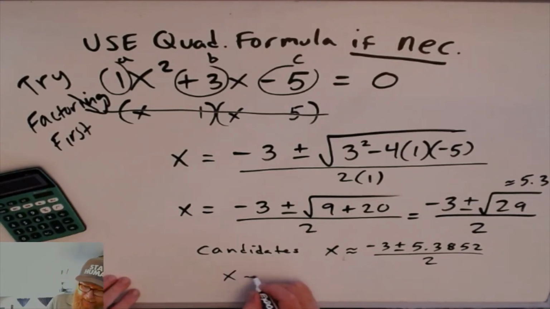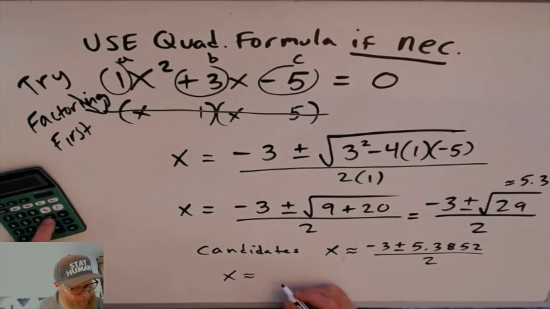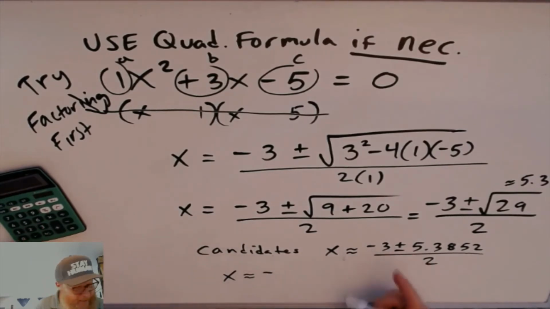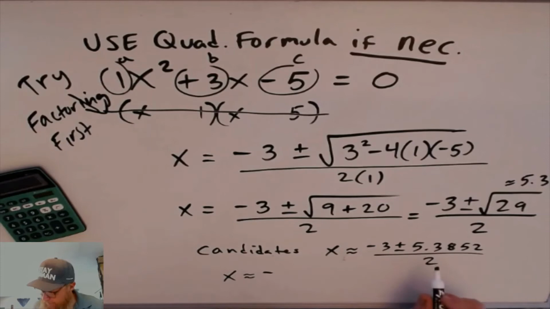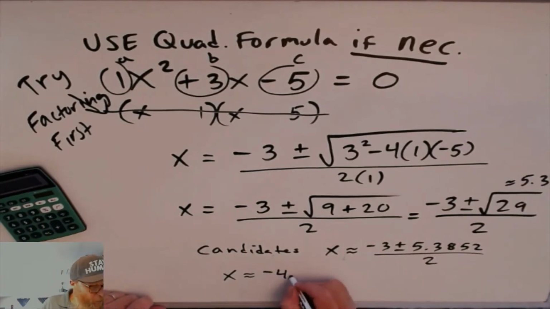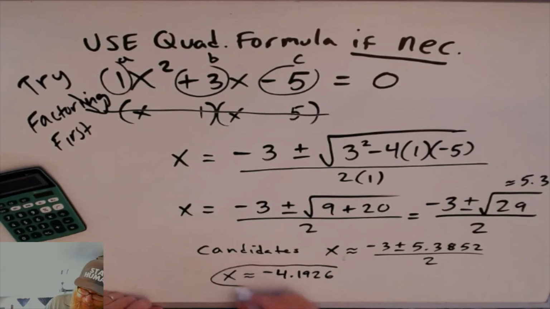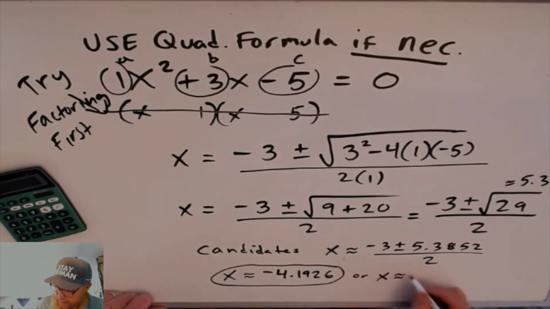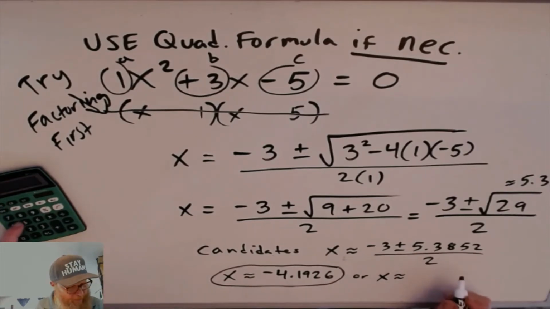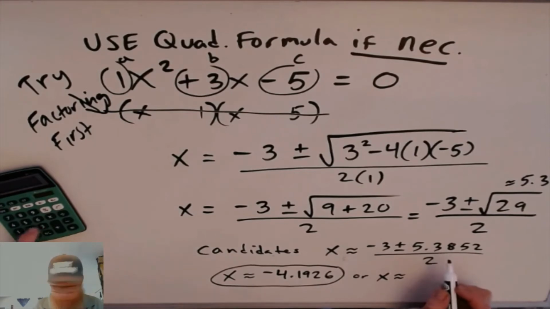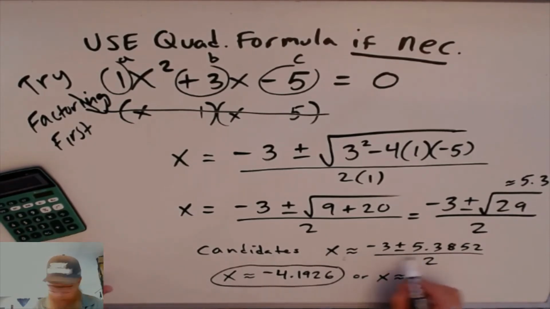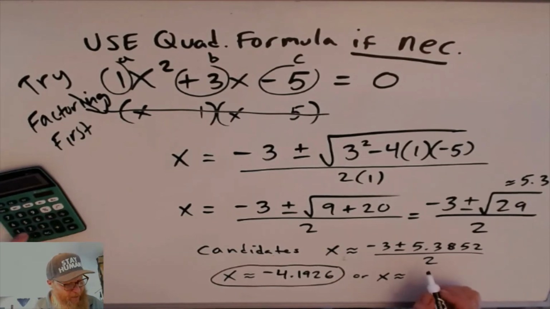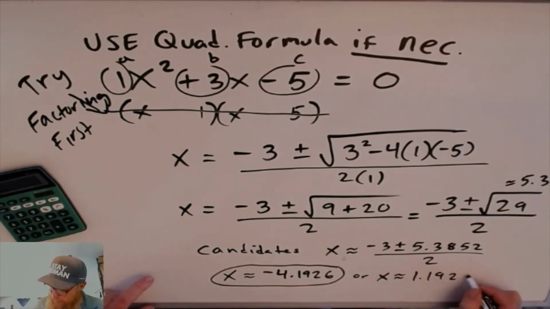So candidate number 1, let's do the negative one first. That'll be negative 8.3852, and then divided by 2. So that'll be negative 4.1926, I guess. And then our other candidate is, oh man, I got to start over again. So I got 5.3852, and then we'll do the positive one. So that'll be 2.3852, and then divided by 2 would be 1.1926.